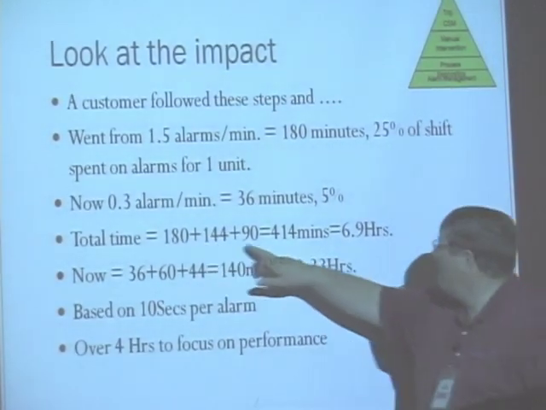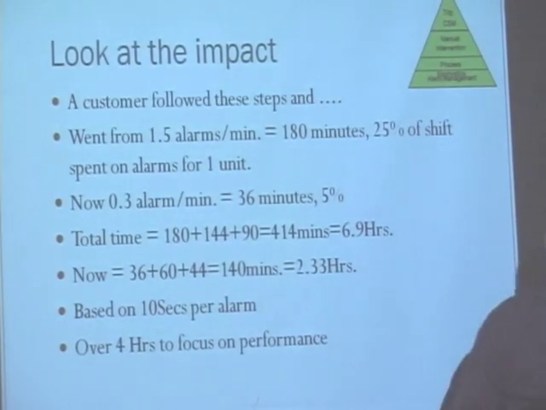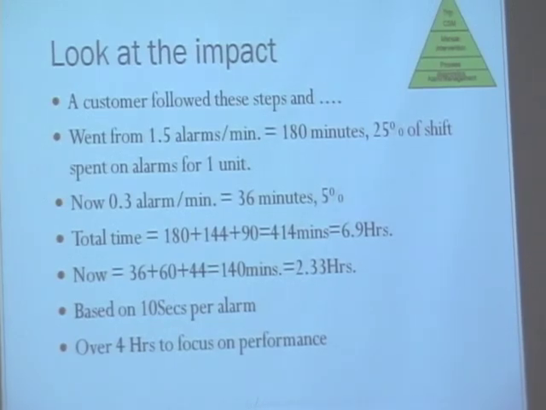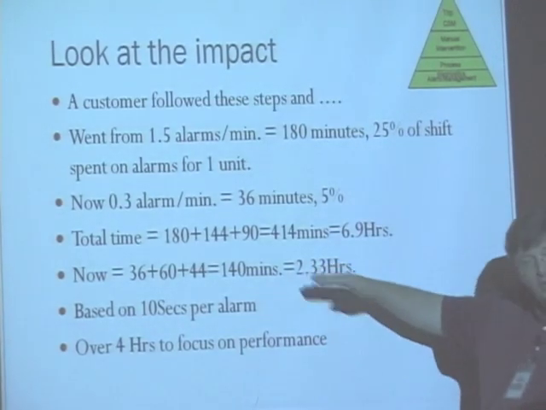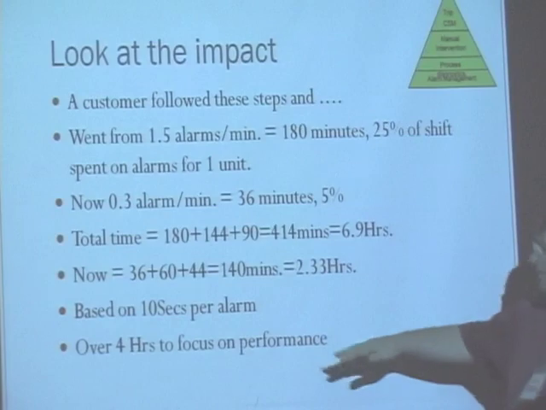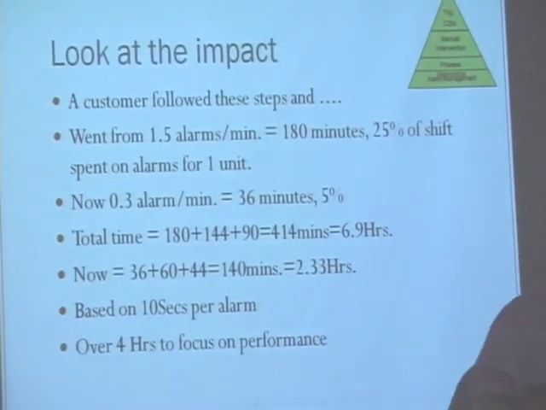The total time they were spending on alarms was 6.9 hours per shift. So if I fix the alarm system, I've just created a whole half operator. How would you like a free half operator? Right? They're now only spending 2.39 hours. They've still got work to do. They're getting better. And that was only based on 10 seconds per alarm.